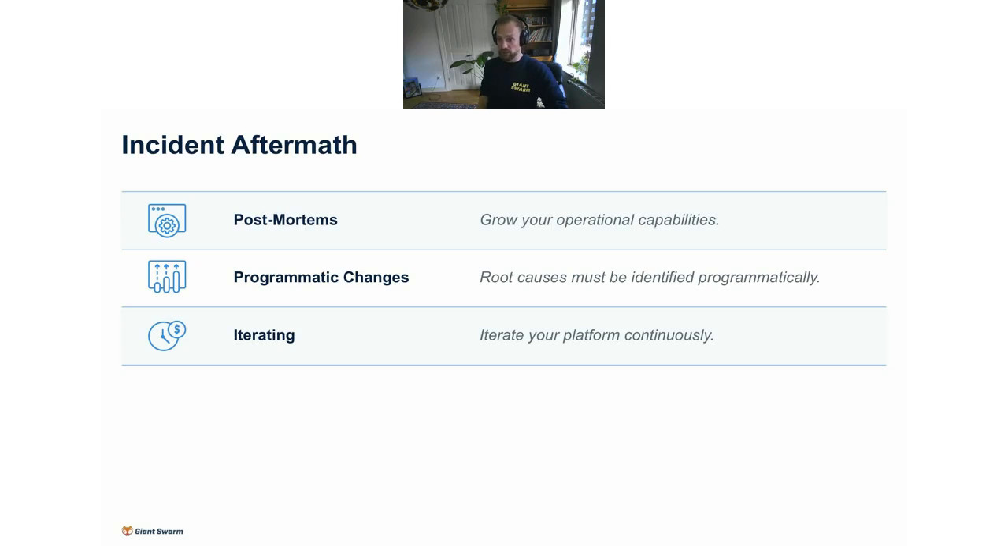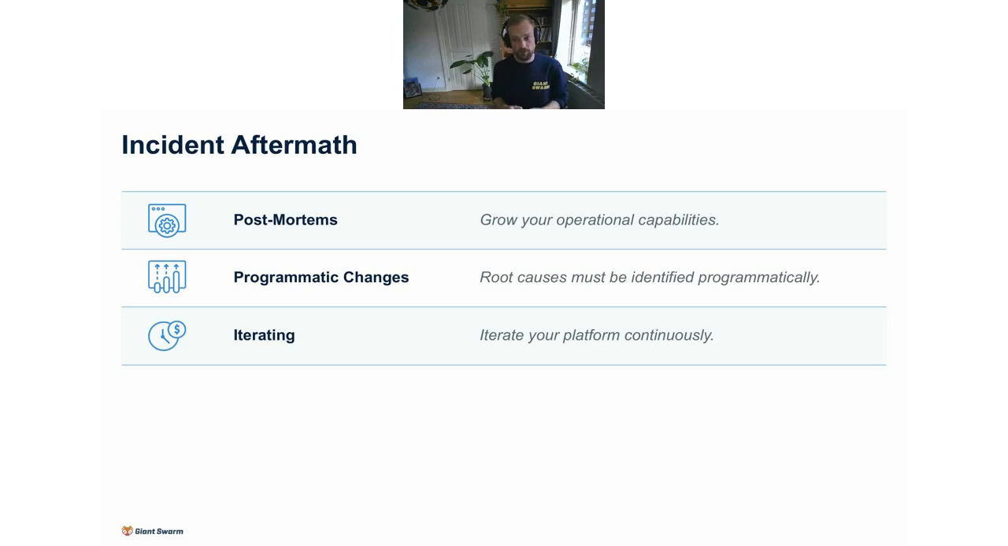And yeah, programmatic changes. Root causes must be identified, and when you have identified the root causes, you have to embed them into your automation, in your alerting system, in your monitoring, and also in your scripts and stuff like that, in your runbooks, for example. And ideally the solution is automated so that you don't have to worry about it in the future anymore. And the last one is iterating.